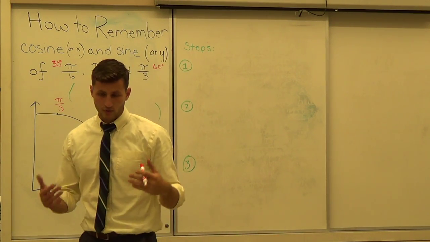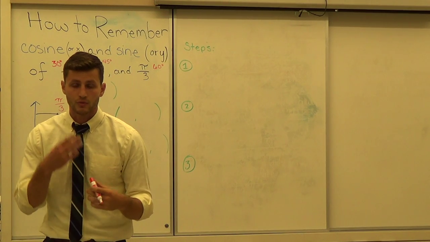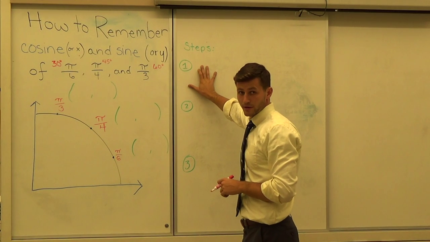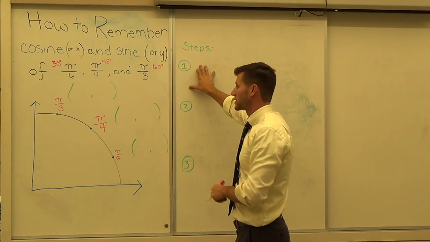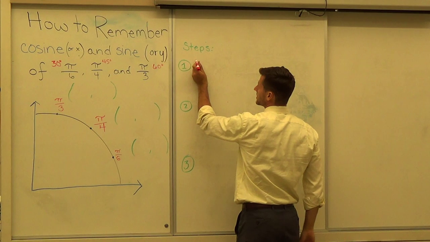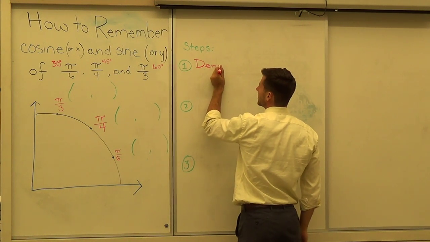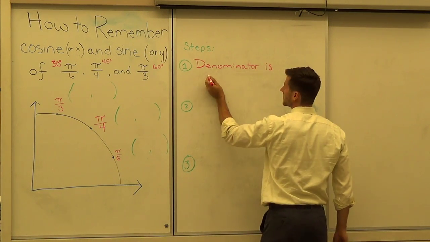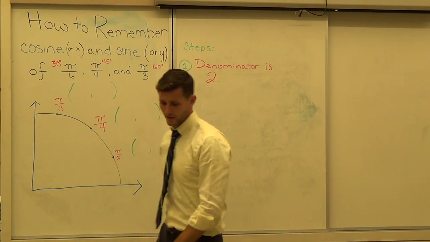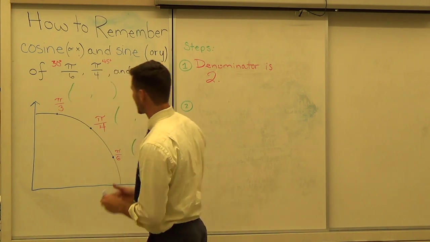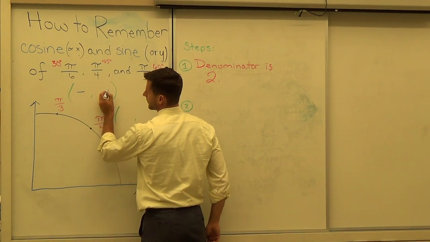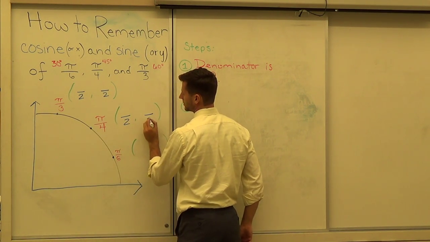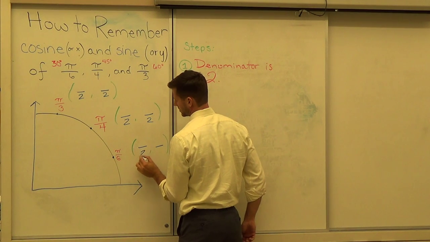So the trick, the strategy for finding the sine and the cosine has three parts. The first part is that the denominator of the sine and the cosine for all three angles is 2. So the denominator is 2. We can fill that in for x and y for all three angles. So 2, 2, 2, 2, 2, 2.